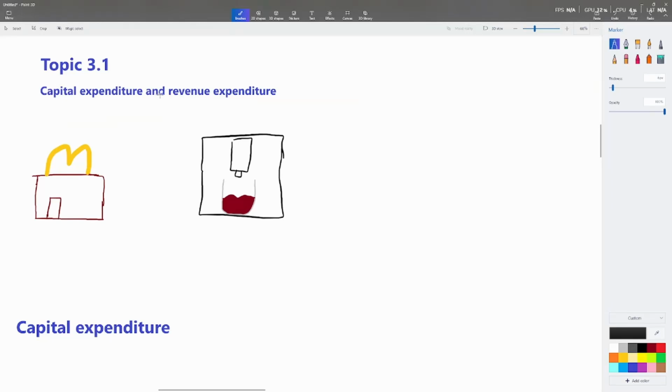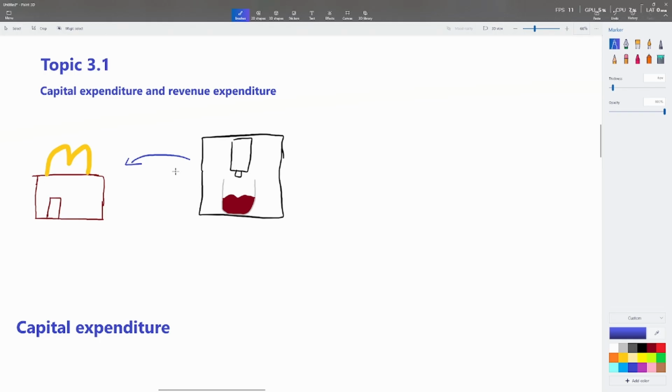In this lesson, we're going to cover topic 3.1 and also 3.2. So let's start. 3.1, capital expenditure and revenue expenditure. If a business wants to buy in, let's say that you have a McDonald's restaurant, and for it you need to buy in a soda machine.